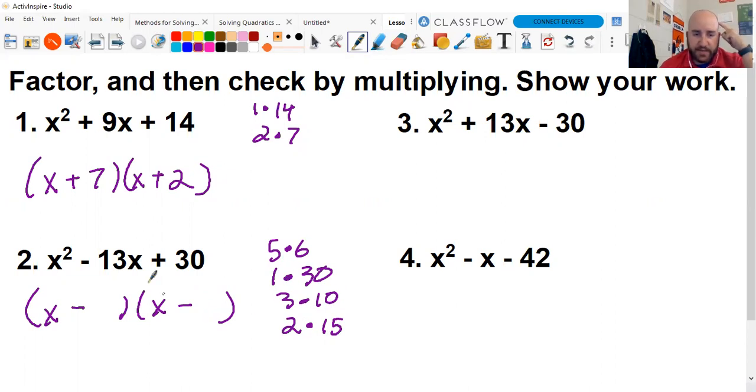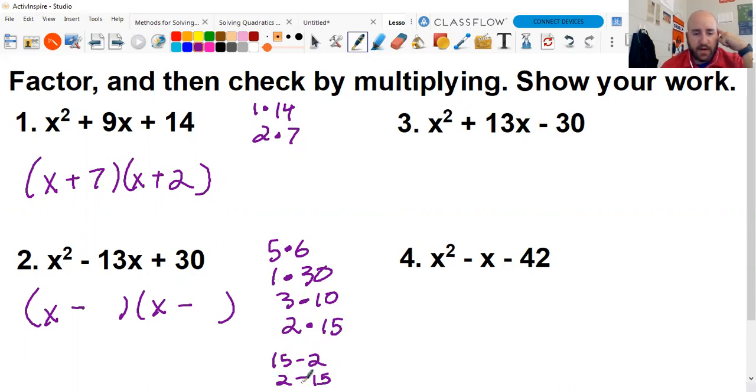So now we got to look at these. Which can I combine to get 13? Well, 3 and 10 probably jumps out pretty quickly at y'all. But let's also look at 2 and 15. I can do 15 minus 2, or in this case, 2 minus 15 to give me a negative 13. So which one am I going to use, 3 and 10 or 2 and 15?